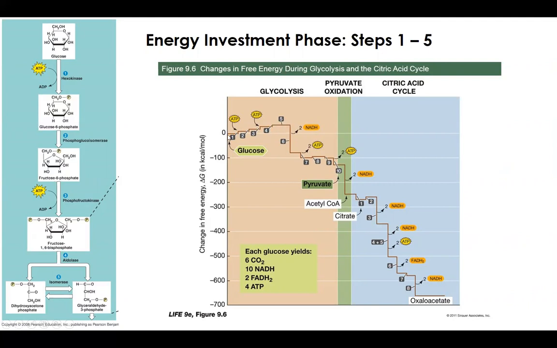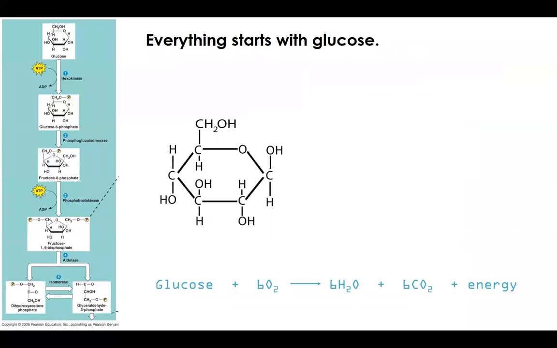And that's kind of like that little uphill before we get to go down and use that momentum in a roller coaster. We've got to go up just a little bit before we can go back down. So the first 5 steps are going to be the energy investment phase. Okay, so we'll get started with some of these reactions, but thinking about the idea that everything starts with glucose.